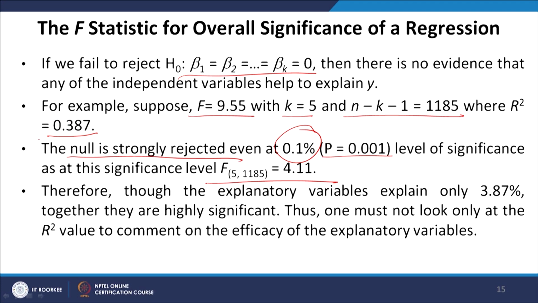This should be 0.0387. So, the model actually explains only 3.87% of the variations in y. Thus, one must not look only at the R square value to comment on the efficacy of the explanatory variables. Even with a very small R square value, it is possible that some or all of the explanatory variables are actually contributing to explain the variations in y, which is reflected through the F statistic despite having a very small R square value.